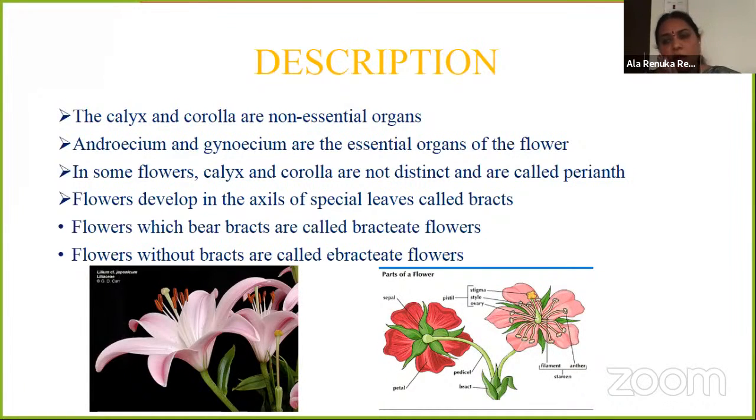In any case, if they are not different from each other, if they are not distinct, calyx and corolla together are called perianth. We give a common name perianth, and we call each individual part of it tepals. We call the individual units of calyx sepals, individual units of corolla petals, and if they are not distinct, they are called tepals. The different lobes or units of perianth are called tepals.